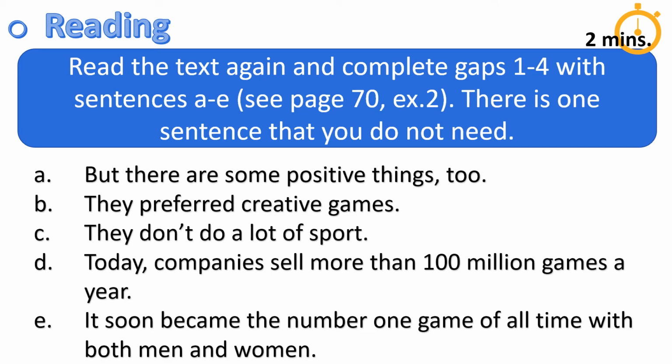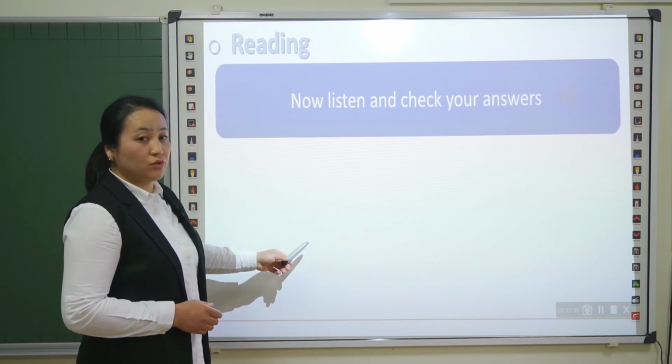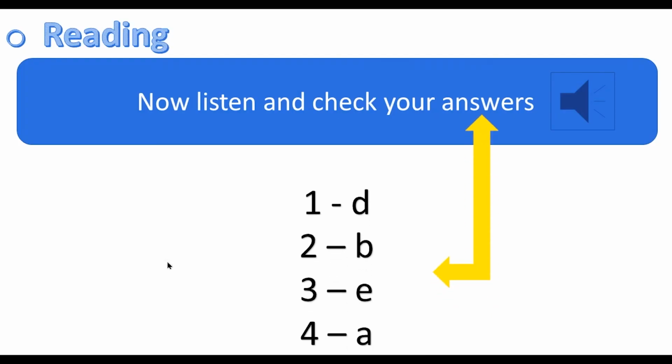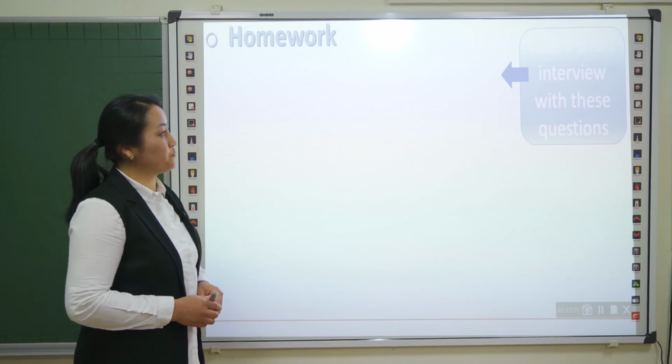So guys, did you check it? Well, let's move then. Now it's time to check your answers. Number 1 is D. Number 2 is B. Number 3 is E. And number 4 is A. Well done, guys. Let's move.